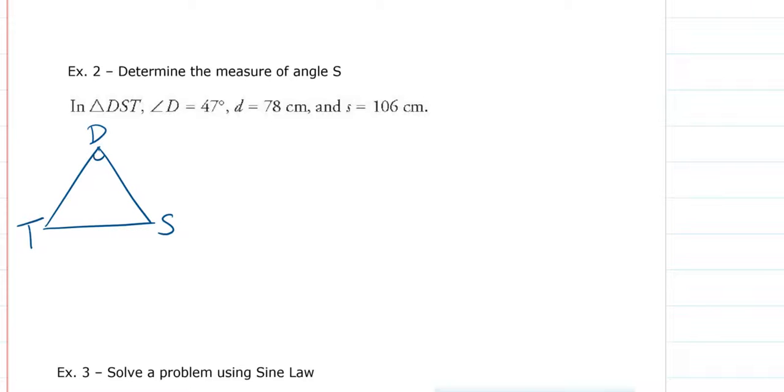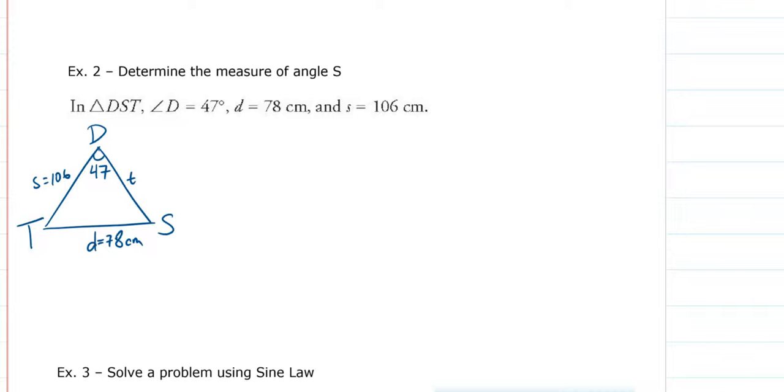Angle D is 47 degrees. Lowercase d is 78. So opposite of angle D, I have to write my lowercase d, and that's going to be 78 centimeters. Okay, S is 106. So opposite of angle S is going to be lowercase s, which is 106. And opposite of angle T is lowercase t, but I don't know what that one is.